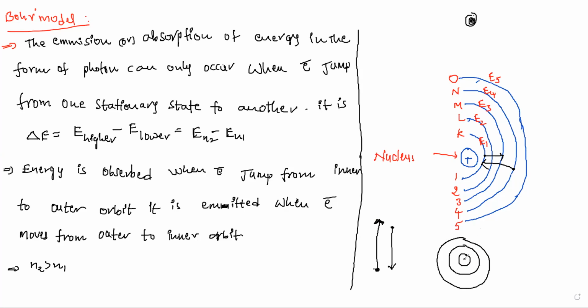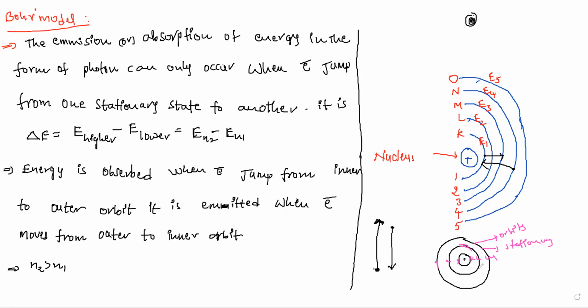Now, to explain this, who came? Niels Bohr. He explained that electrons revolve around the nucleus in fixed circular paths. These paths are called orbits or shells. Simply I am saying again, these paths are represented as K, L, M, N or 1, 2, 3, 4. These orbits are associated with some energy, that's why they are called stationary orbits.